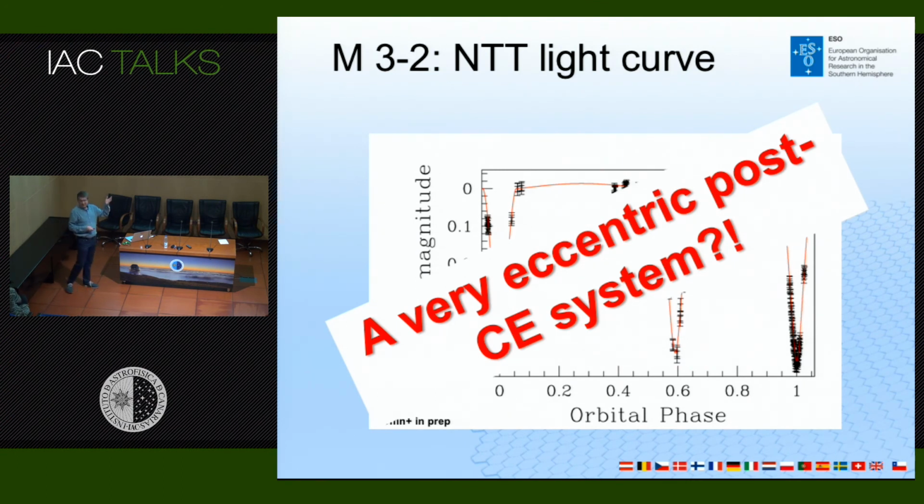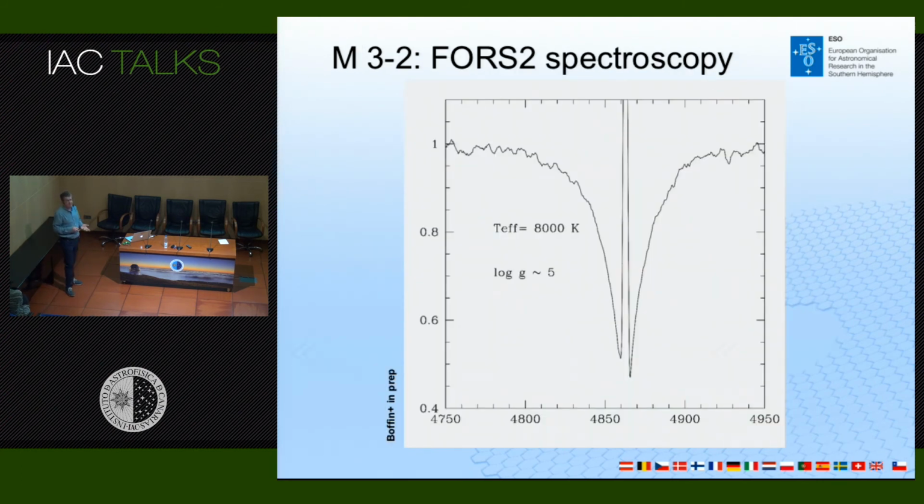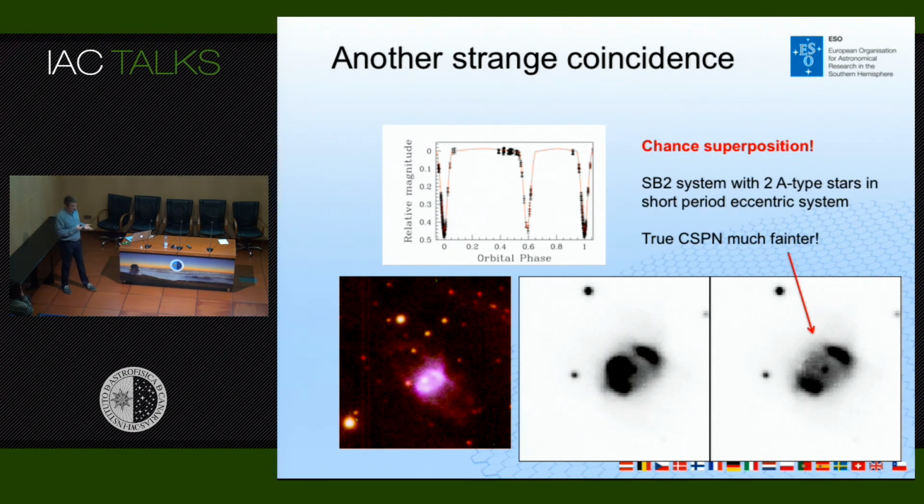But then we had a bad idea to take a spectrum of this object. And this is what we got. And when we took the spectrum of the object, what we can see is basically the spectrum of two A stars, and on top of it, of course, the nebula lines from the planetary nebula. So again, the conclusion is that this system is simply made of two A-type stars that are in this eccentric orbit, which is nothing special, and they just happen to be there in front of the planetary nebula.